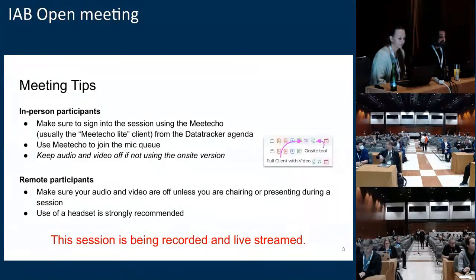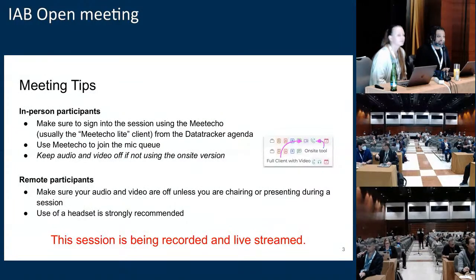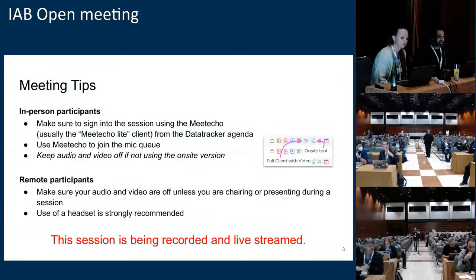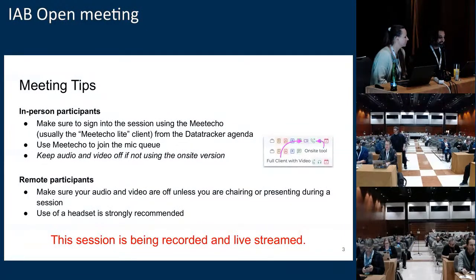Some tips that you should be well aware of now that we are on the second day. Please join the Meet Echo tool. We have the QR code right there. We have a common queue between the remote participants and the people in this room, so we will be using the Meet Echo tool to queue up. For remote participants, please join the queue and do not directly send video and audio until you are presenting. Thank you.